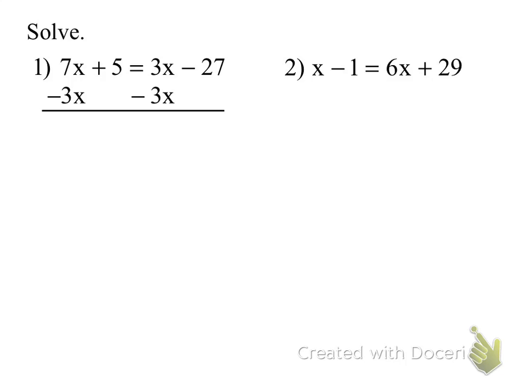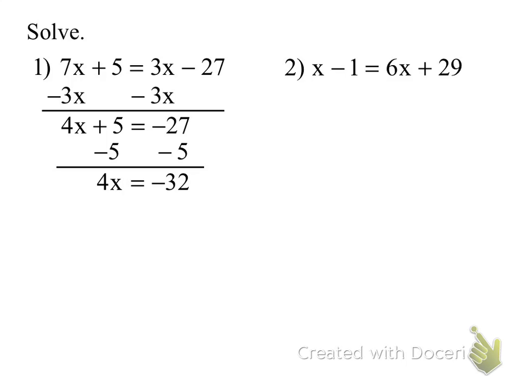All right, so we're subtracting the 3x from both sides of the equation. Sergio, what's left here? 4x plus 5 equals negative 42. Perfect. Okay, what would be the next step, Henry? You would subtract 5 from each side. And what are we left with?